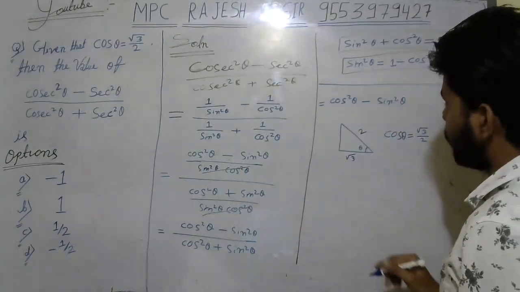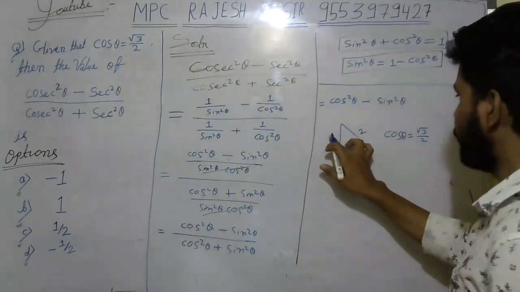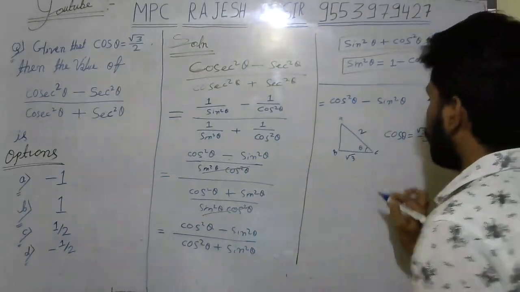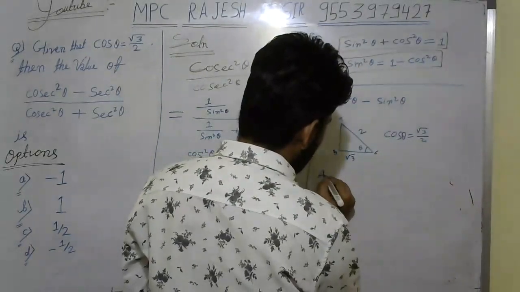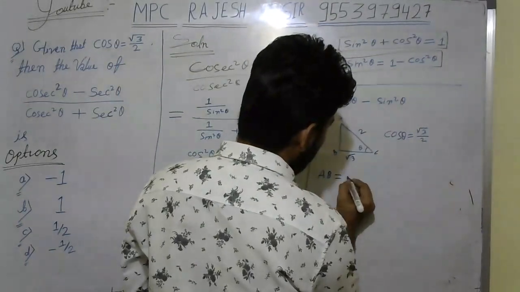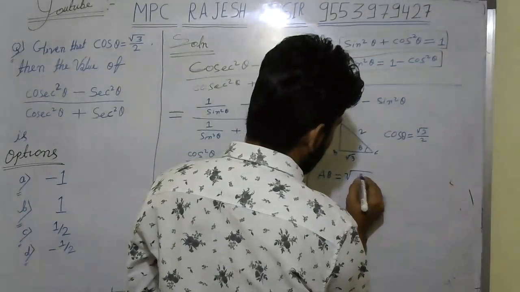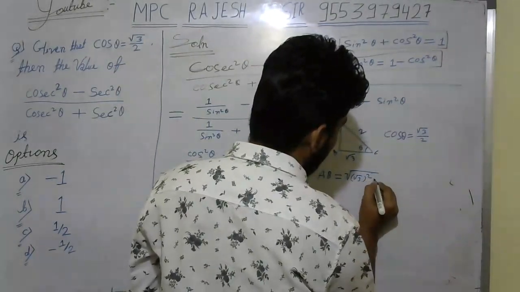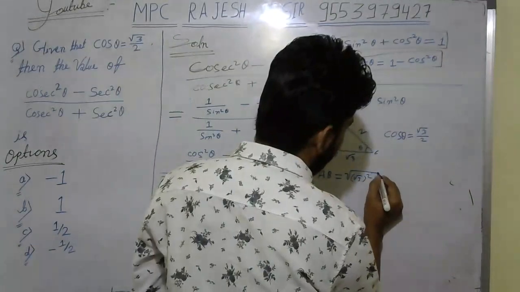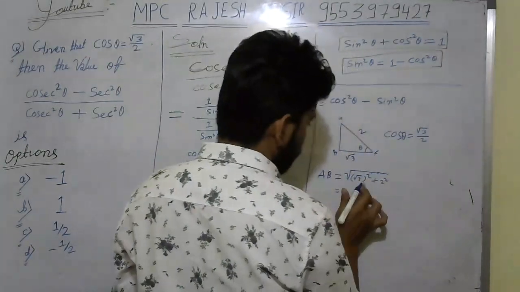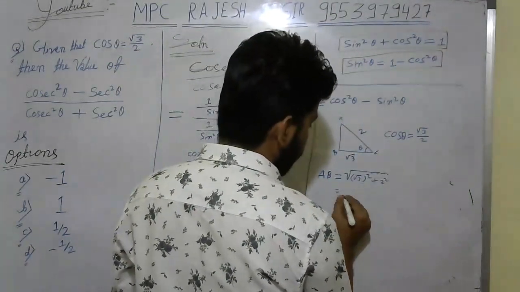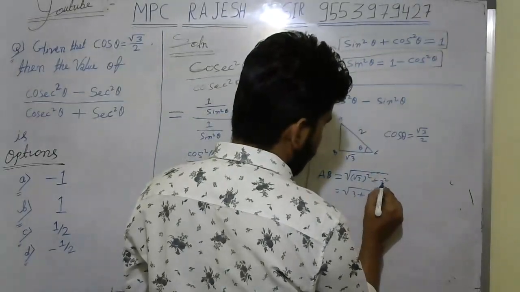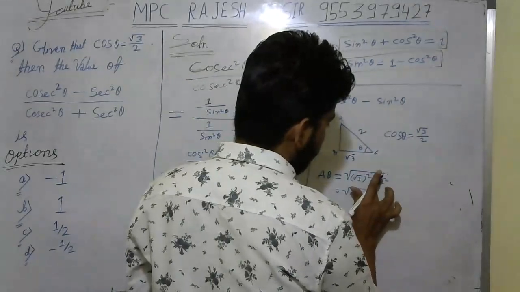So if you solve using the Pythagoras theorem, you can keep the A, B and C. What about the AB? So AB is equal to root under root 3 square plus 2 square. Yeah, this only we wrote. Here we have 3 plus how much here? Here will come the minus.